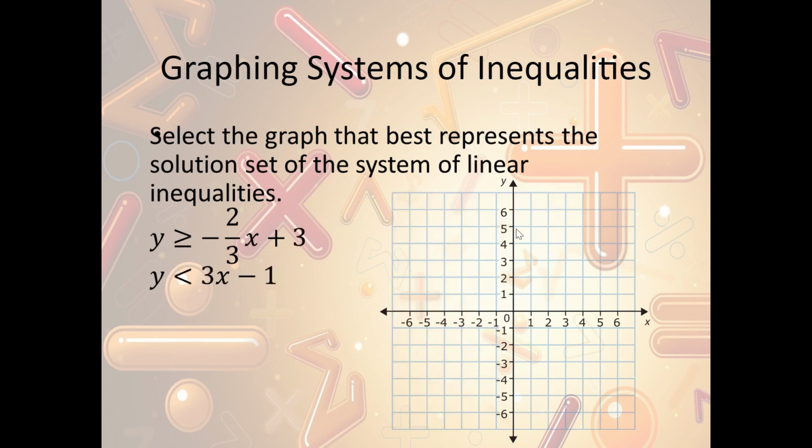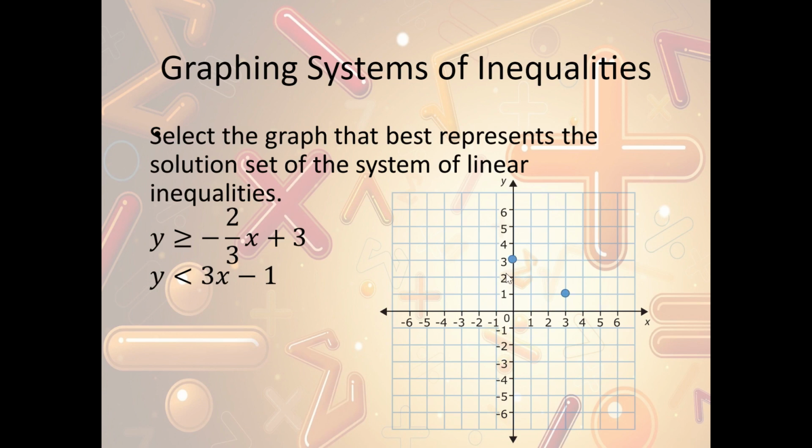Let's look at another example. We have y is greater than or equal to negative 2/3 x plus 3, and y is less than 3x minus 1. So we're going to plot the first one. So we'll plot our y-intercept at 3, so right there. And our slope is negative 2/3, so we'll go down 2 to the right 3.